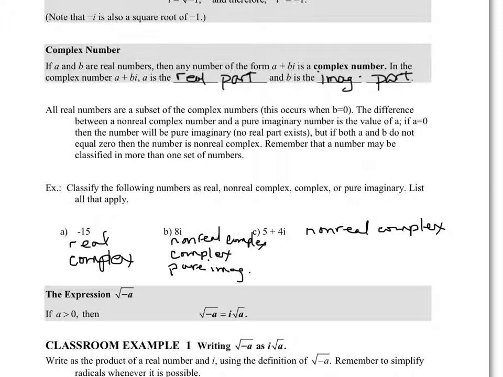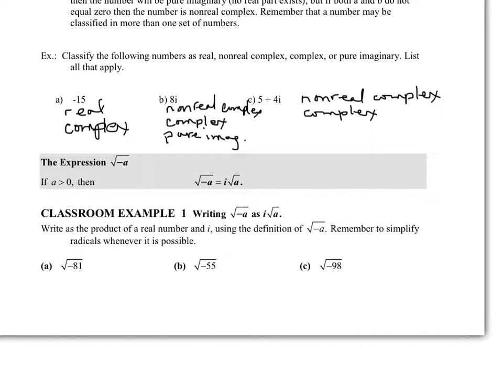Is it complex? I hope you remember that yes, all of these will have to be complex, but is it pure imaginary? If it's pure imaginary, then I don't have a plain real number part in addition to the imaginary part. And this one has both parts. The a is not 0, so it is not pure imaginary. Hopefully those classifications make sense now.